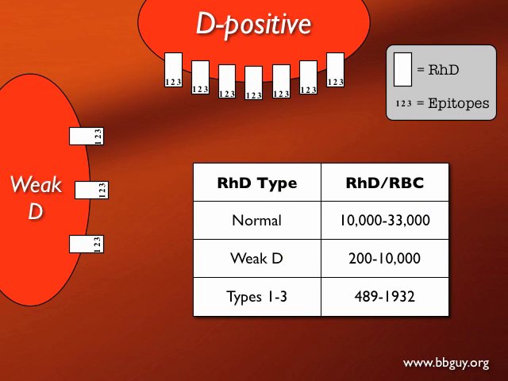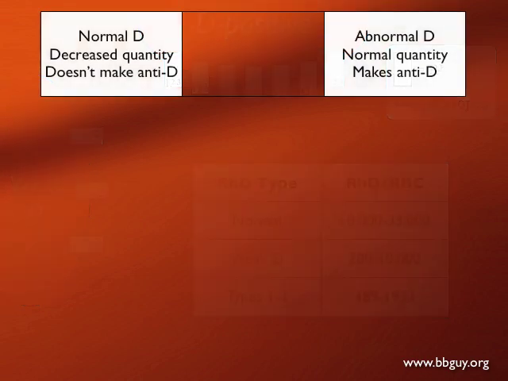looking at these people with weak D to determine just how weak they were. Well, weak D has a lot of different forms, and we'll talk about it in a minute. The most common forms are types 1 through 3, where you have only about 500 to 2,000 copies of the D antigen on the surface, whereas normal is anywhere from 10,000 to 33,000 copies of D. So as you can see, the most common forms of D, at least in weak D, at least in Caucasians, give you a significantly decreased amount of D antigen on the surface.